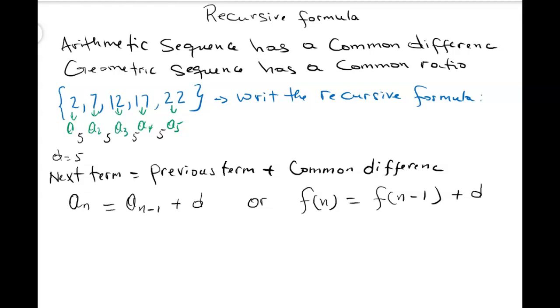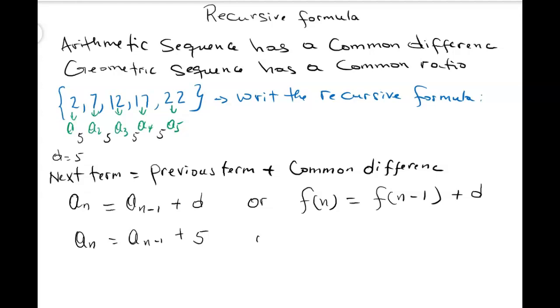Okay, so therefore, for this sequence, if we want to write the recursive formula for it, we can say a sub n equals a sub n minus 1 plus 5. Okay, so in the formula, a sub n will always be there. A sub n minus 1 will always be there. The only thing that will change is your common difference. Once you find your common difference, you just plug it in, and that'll be it.